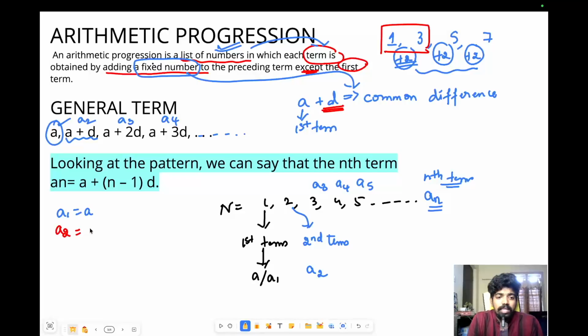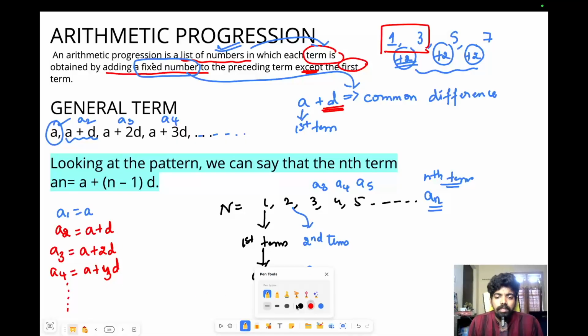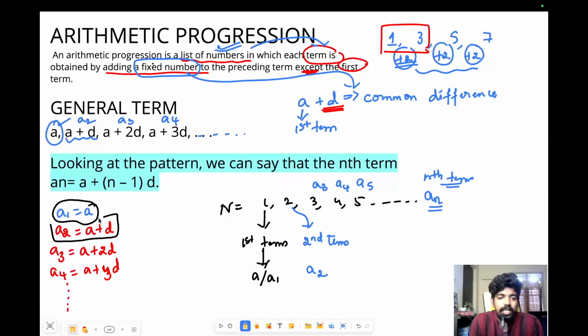So the second term I can write as a plus d. Similarly, third term a plus 2d, fourth term a plus 4d, so on it will go. Sorry, a plus 3d, this is 3d, not 4d. So on it will go. You have to observe one thing here. See, a1 is a, to a2 we add only d, to a3 2d, to a4 3d. So a7 will be a plus 6d. Whichever term we take, if we reduce one from its number, that gives the multiple of the common difference, 6d, 7d, 8d.